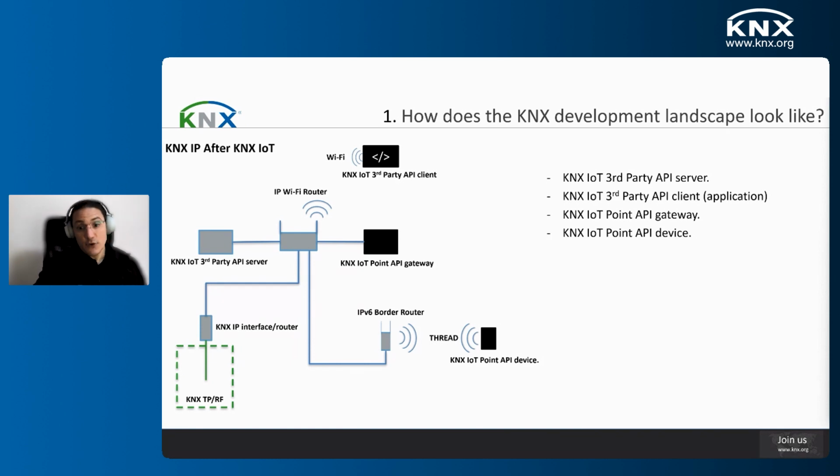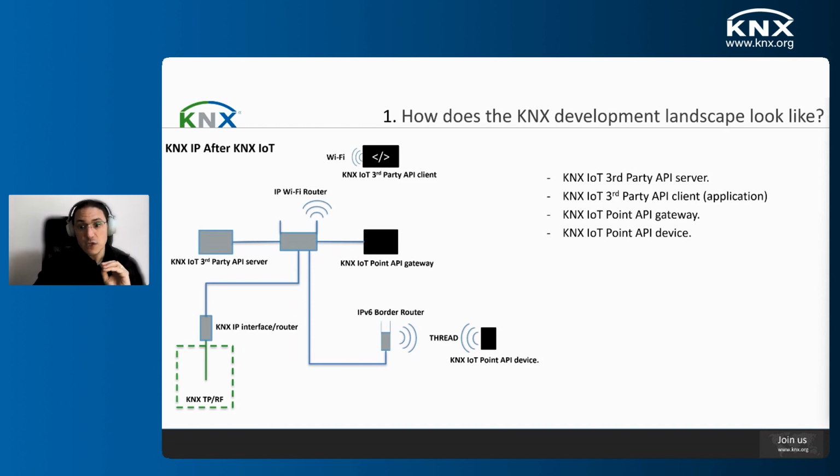On the other hand, there is the KNX IoT Point API device, which is a KNX device that uses an IPv6-based physical layer, Thread network. In a nutshell, it is the same concept of interoperability as it is found with twisted pair and radio frequency. But in this case, the lower layers of the protocol stack are not KNX specific.